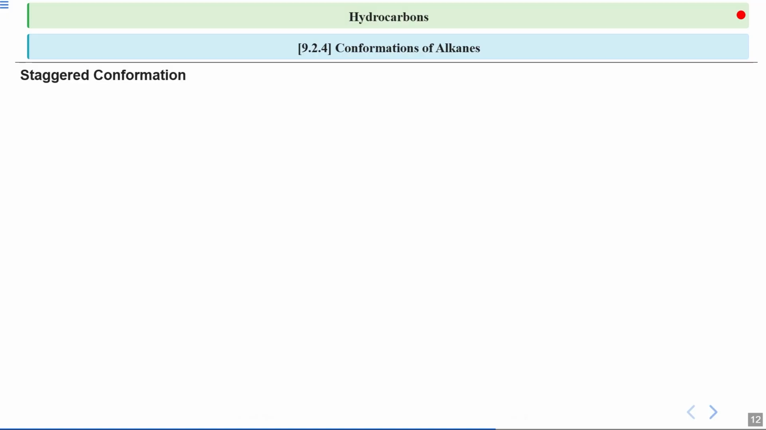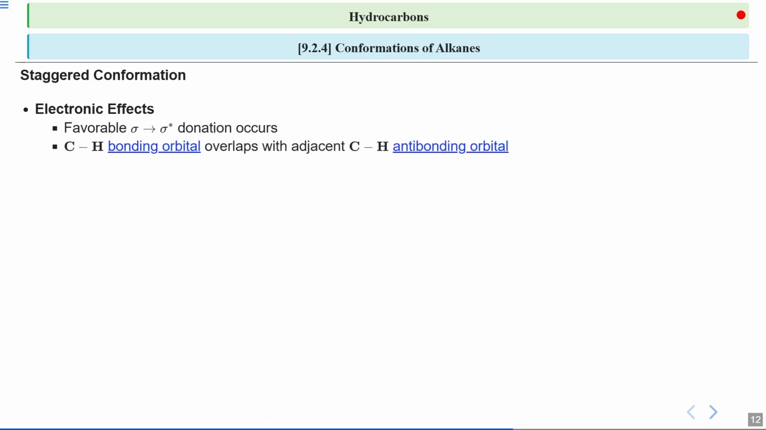Now we will move further into the staggered conformation. Let us explore the electronic effects associated with it. This will help us understand why certain conformations are more stable than others. At this point, we see that a favorable sigma to sigma star donation occurs. This is a type of electronic interaction that contributes to the stability of the staggered conformation. Basically, the carbon-hydrogen bonding orbital overlaps with an adjacent carbon-hydrogen anti-bonding orbital. This overlap is crucial for the stability of the staggered conformation.